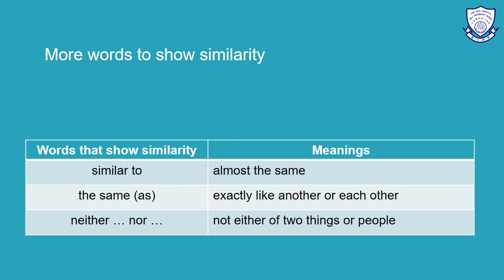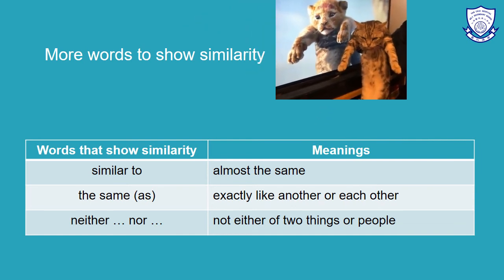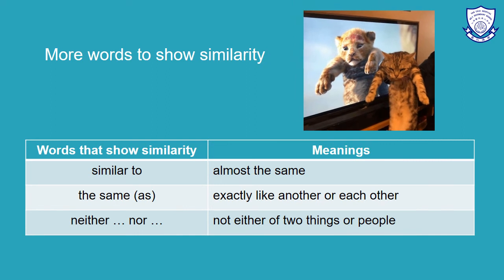Here is the last part. More words to show similarity. And you can see this funny picture in the TV. That is the newest version of the famous animation from Disney, Lion King. And right next to the TV, there is a cat. So they look somewhat alike. They look somewhat similar. Take a look at the table.